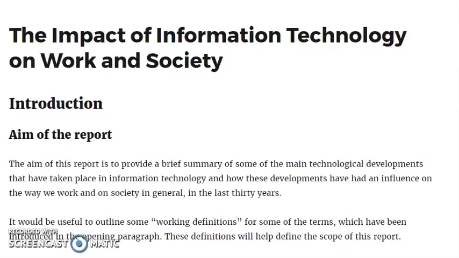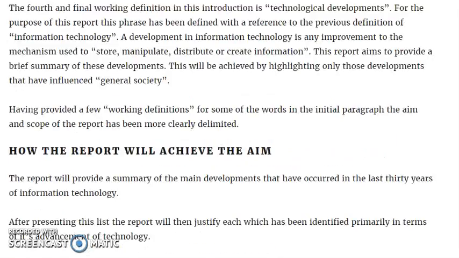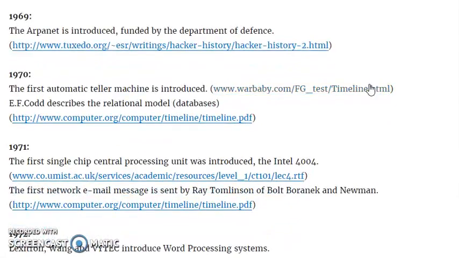The second article builds on the first article and looks at it from a little different angle. But again, the gist is that it's talking about information technology's impact on work and society. So this article starts off by talking about some of the major events, the timeline.